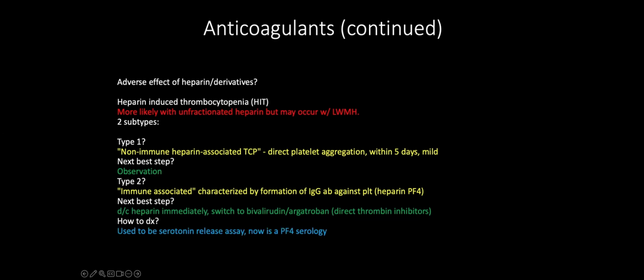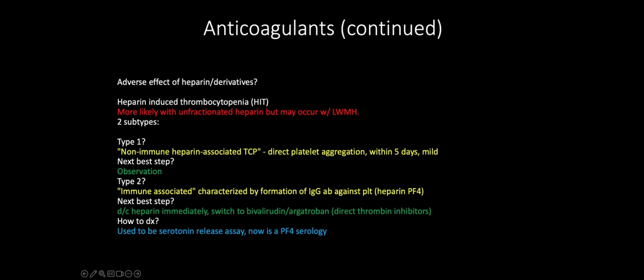Awesome. So yeah, used to just be serotonin release assay across the board, but now if you're asked in the case where you think we have a legitimate type 2 immune-associated heparin-induced thrombocytopenia, next best step is going to be to discontinue heparin. If you've already done that, then you'll switch to either bivalirudin or argatroban. And if they ask you the next best step in diagnosis or best next step in evaluation, that would now be the platelet factor 4 serology testing confirmed by the serotonin release assay.